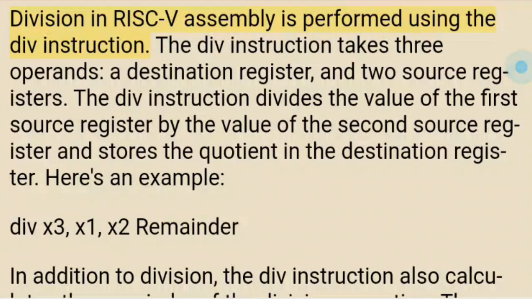Division. Division in RISC-V assembly is performed using the div instruction. The div instruction takes 3 operands, a destination register, and 2 source registers. The div instruction divides the value of the first source register by the value of the second source register and stores the quotient in the destination register. Here's an example. div x3, x1, x2.